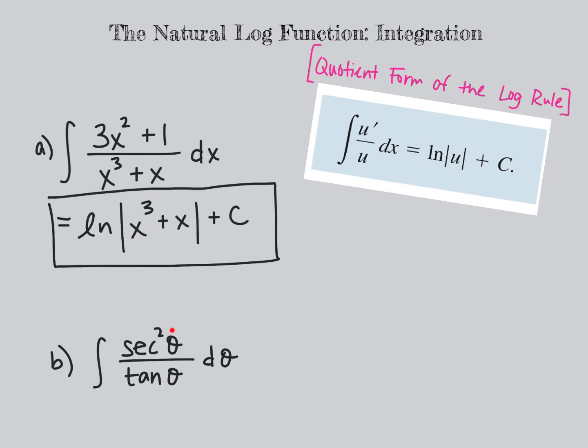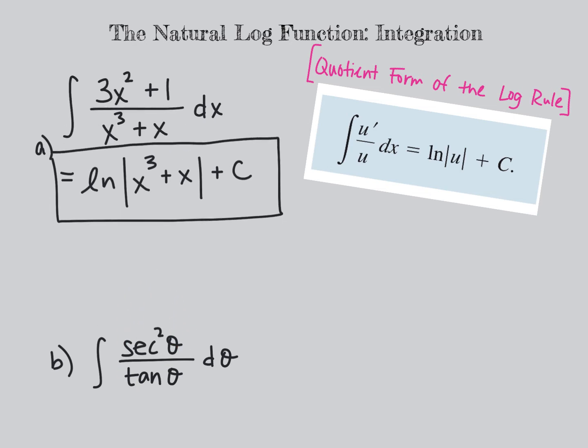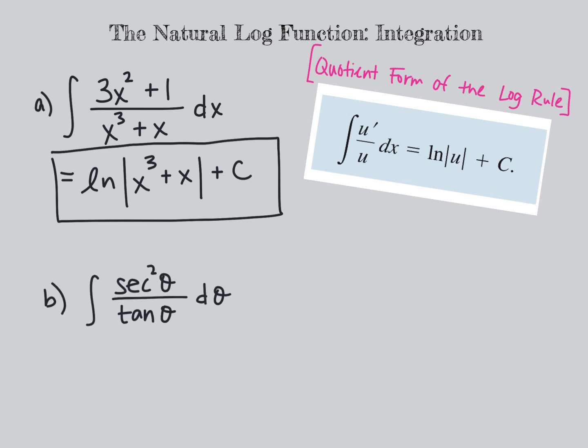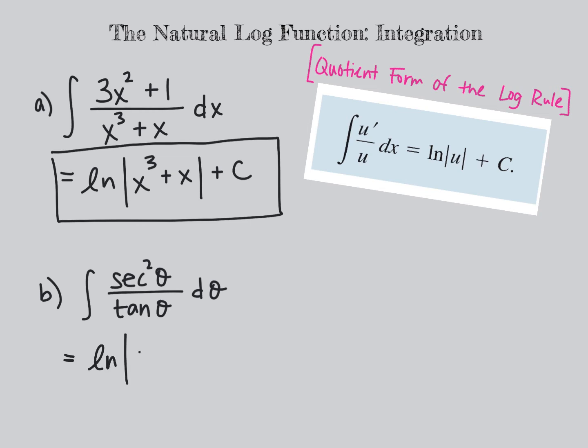In part B, we can see that we have the exact setup here as well. Now for these, I do recommend that you have your derivative rule sheet or your derivatives reference sheet handy, because we might have forgotten that the derivative of tangent is secant squared. So we again have u in the denominator, and then u prime, its derivative, sitting up top. This is going to output to the natural log of the denominator, the absolute value of the denominator, plus c.